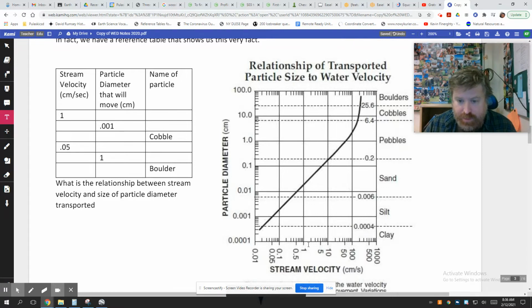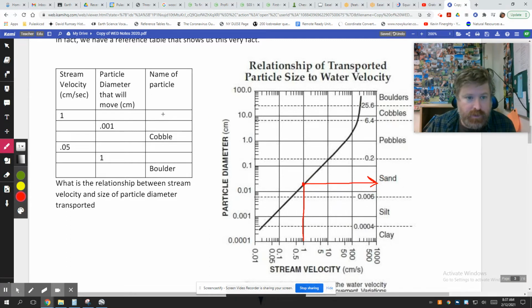Let's jump in and just do one to see how it works. If my stream velocity is 1 centimeter per second, I'm going to come down here to stream velocity. There's 1 centimeter per second right there. And I'm going to go up to the line. You don't have to draw this on yours if you don't want. I go up to the line, I see where it hits. So right there is the spot. This tells me at 1 centimeter per second, if I come over here, what size particles should be moving in that stream, which is sand.